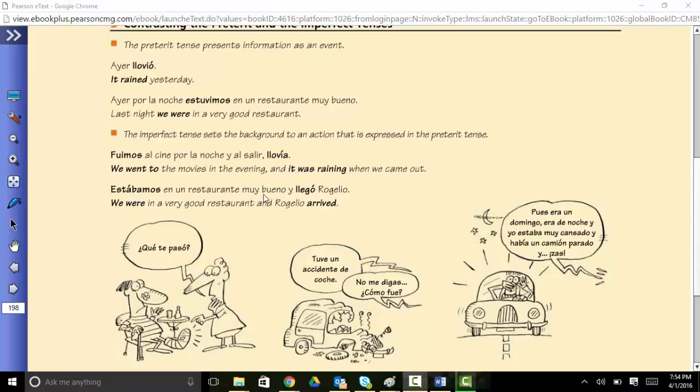Estábamos en un restaurante muy bueno y llegó Rogelio. So when you're setting up what you're in the middle of doing and then there's an interruption, you use what you were in the middle of doing in the imperfect, and then you put the interruption into the preterite. So we were at a very good restaurant and Rogelio arrived. Or we were at a really good restaurant when Rogelio arrived. He interrupted what you were in the middle of doing.